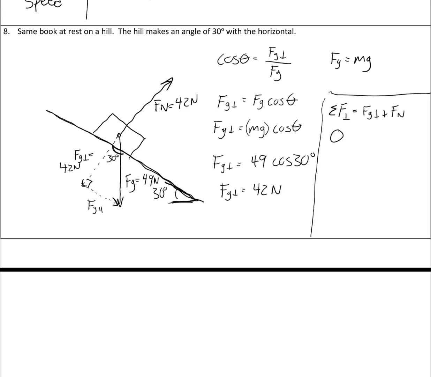So in the perpendicular direction, the net force is 0, and we calculated FG perpendicular to be 42 newtons. We could say it's down, negative, plus the normal force. So Fn is indeed 42 newtons in the opposite direction.